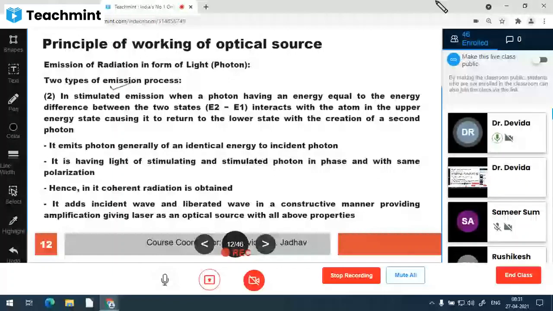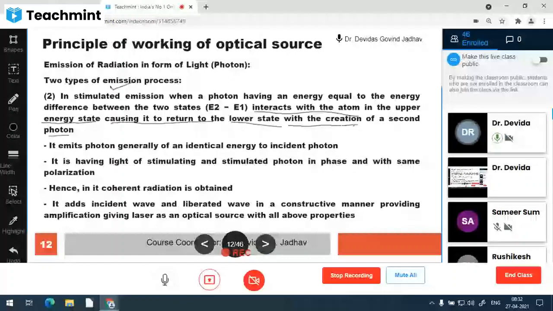An external photon having the energy E2 minus E1 interacts with the atom in the upper energy state. The atom must be in the upper energy state, which means the outermost electron is in the conduction state. That causes the atom to return to the lower energy state, and the conduction state electron jumps from conduction to valence, emitting and creating a second photon. So one photon is the interacting photon, and the photon generated in the atom is the second photon.